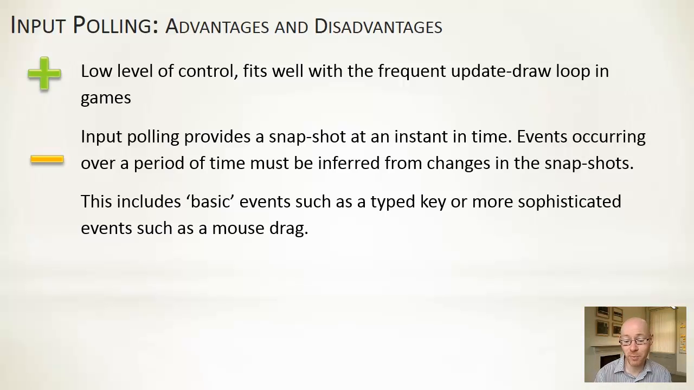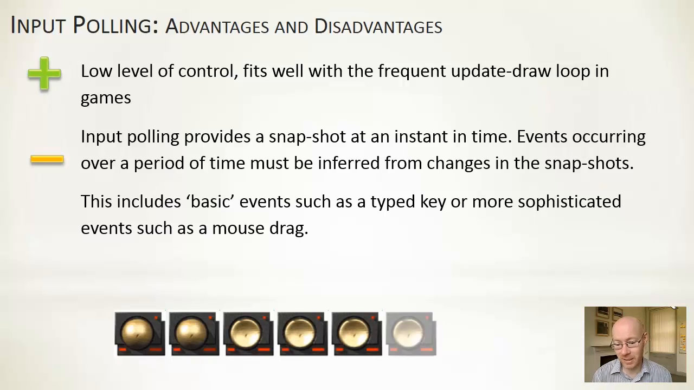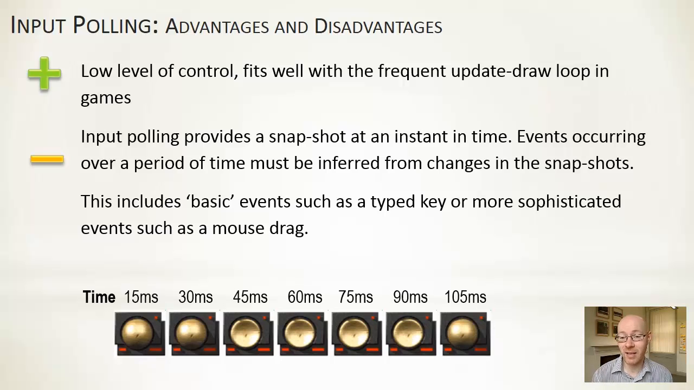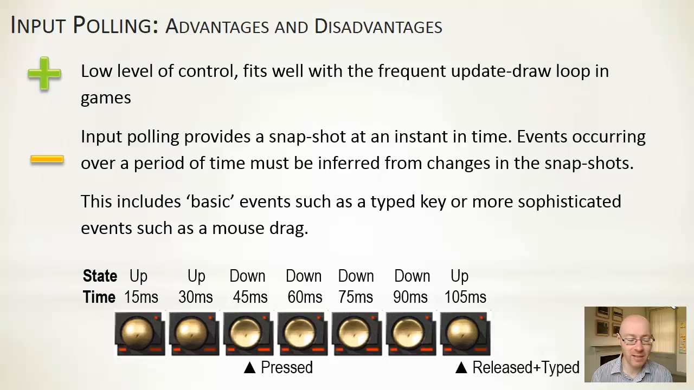Here we have an example at the bottom. We have a number of button pictures, and we're assuming here we're sampling at, say, 15 milliseconds across. You can see that for our first sample at 15 milliseconds in, the button was up. 30 milliseconds in, the button was down. Then it was, sorry, up again. Then it was down 45 milliseconds in, and for the next 4 times that we checked, the button was down. And then finally, 105 milliseconds into it, the button goes up.